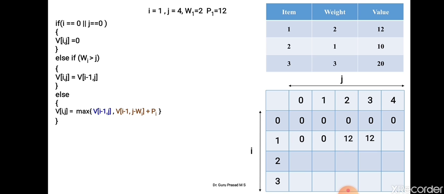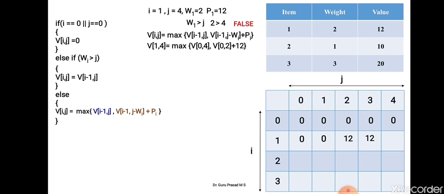Next, i equal to 1, j equal to 4, w1 is 2, p1 is 12. Compare w1 with j: 2 greater than 4, false. So substitute the values in the statement. V of 1, 4 equals max of V of 0, 4, and V of 0, 2 plus 12. V of 0, 4 is 0 in the matrix, and the 0, 2 cell value is also 0, plus p1 value 12. Max of 0, 12 is 12. So V of 1, 4 is 12.